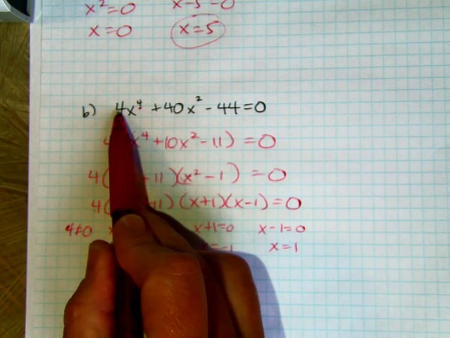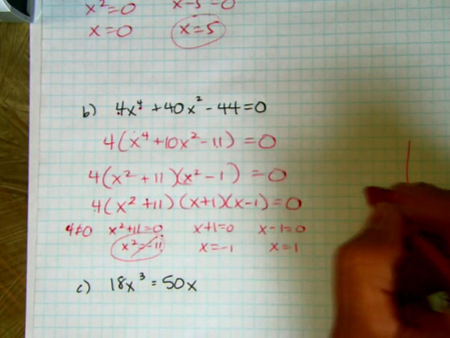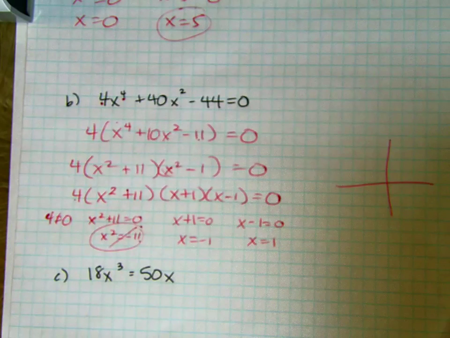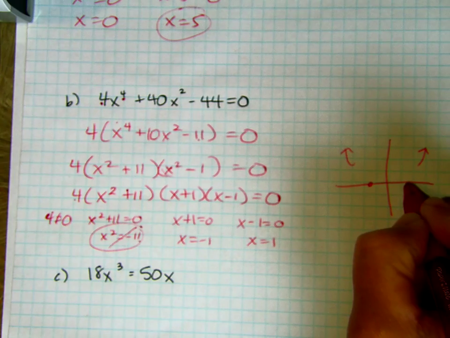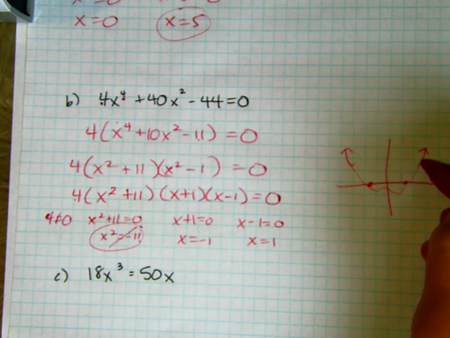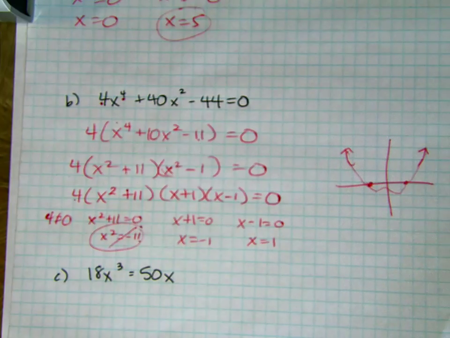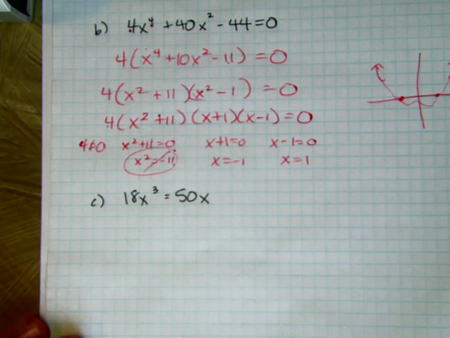So this graph is a positive leading coefficient. It's an even. So its end behavior is up, and it crosses at negative 1 and positive 1. So I don't know. It might take a little turn in here. I have no idea. But at least I know it's up and crosses at negative 1 and positive 1.